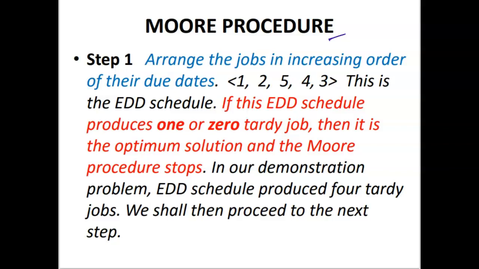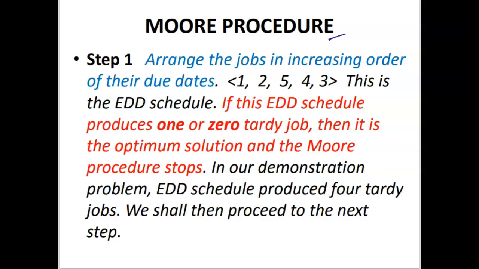And the essence of Moore's procedure is to look at how we can reduce the number of delayed jobs. Looking at the first video, the earliest due date gave us 4 tardy jobs. 4 jobs were delayed using earliest due date. And as a businessman, the essence of being in business is to make profits and to also see as much as possible how you can retain your customers.